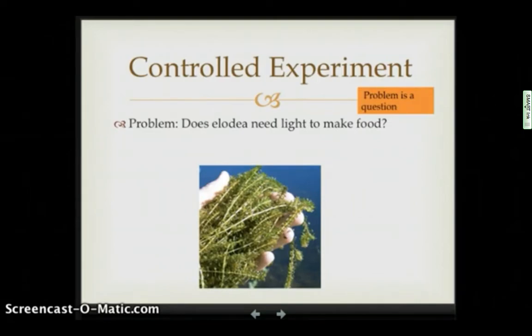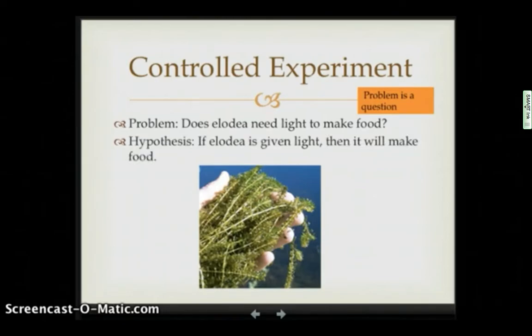The hypothesis is going to try to answer that question. So what would be a valid prediction for does Elodea need light to make food? Take a minute and try to guess. An easy way to make a hypothesis is to think of it as an if-then statement. If Elodea is given light, then it will make food. A hypothesis is a prediction. It's never a question.